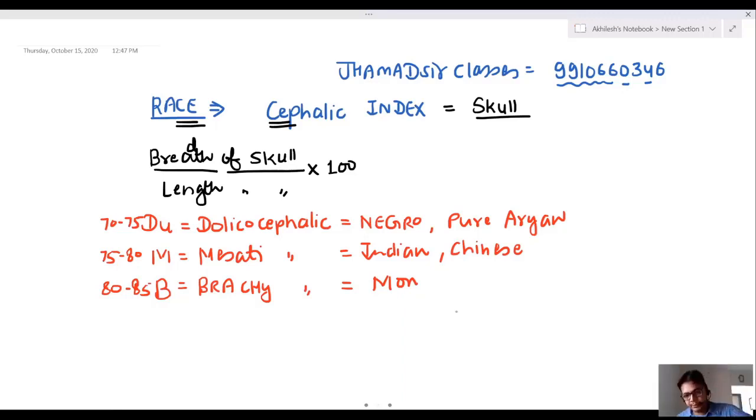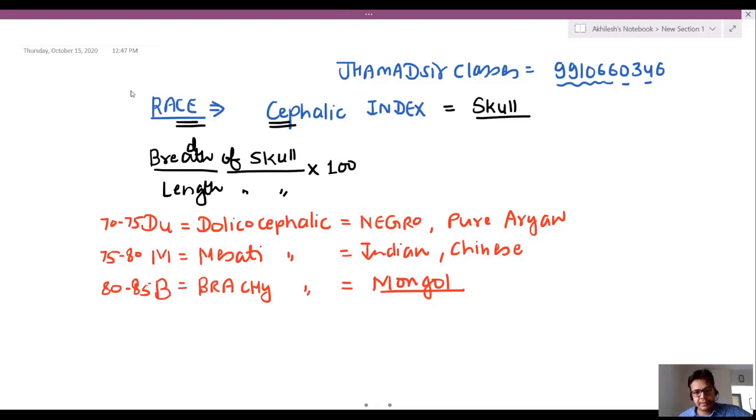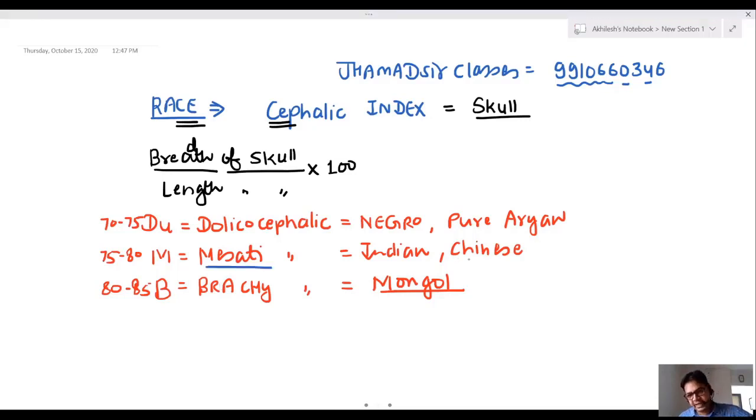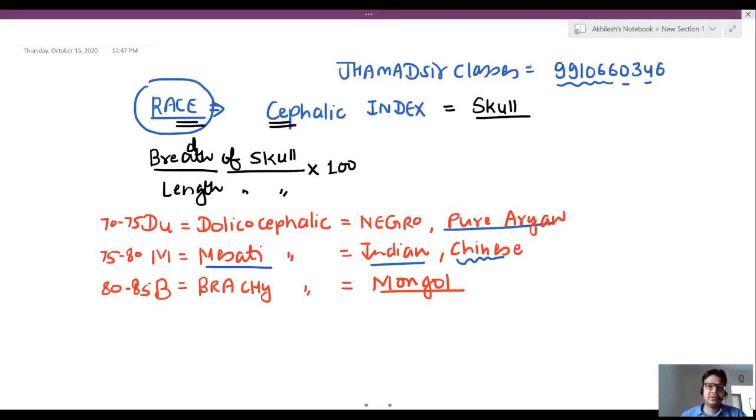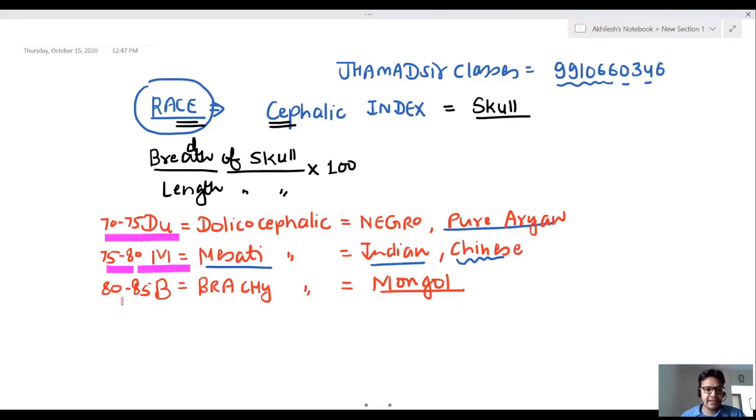Okay. The cephalic index of Mongol is brachycephalic. So you can get this question, very important. Indians are mesaticephalic. Chinese are also mesaticephalic. Pure Aryans are dolichocephalic. We are discussing how to decide race. For race, we use a skull bone index, that is cephalic index. So you can see the first one, dolichocephalic, mesaticephalic, and brachycephalic.